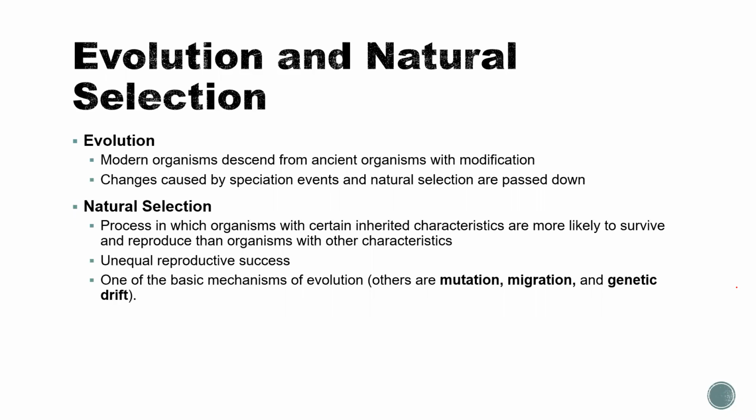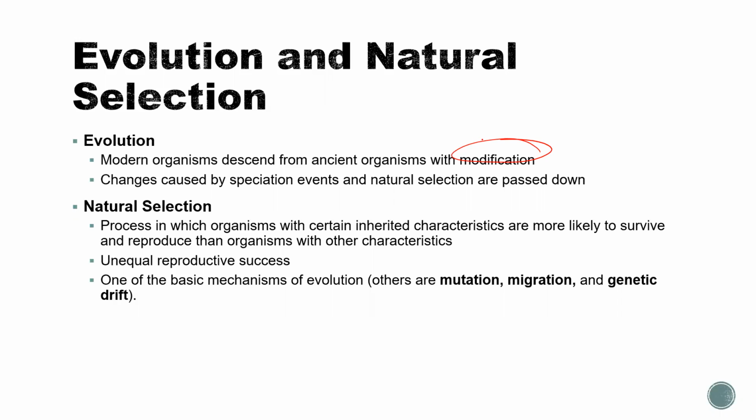All right, evolution and natural selection. A lot of times these things are used interchangeably, but there's some slight differences, some understanding that we need to make sure you guys have. Evolution is when modern organisms descend from ancient organisms with modification. So modification, that means minor changes. So that means some small changes. Changes caused by speciation events and natural selection are going to be passed down.